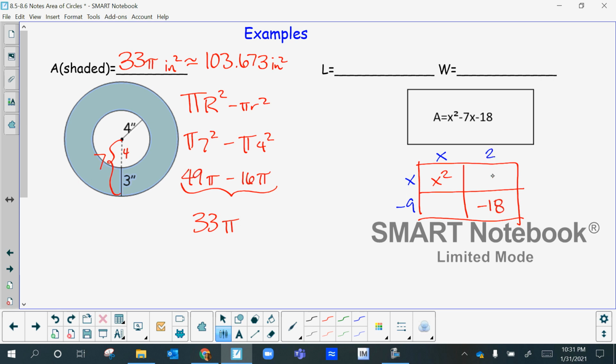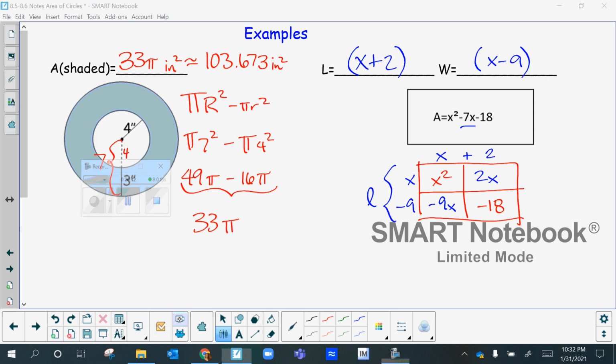And then we have to double check. We might not always be right the first time, but this is a 2x. This is a negative 9x. And you want to make sure these two blue numbers add up to equal that middle term. And it works out perfect. So I had a good guess the first time around. Negative 9 plus 2 is that negative 7. So guess what, guys? This is your length, and over here is your width. They can be switched too. It doesn't matter what you put where. So this can be x plus 2, and this is x minus 9. And that is it for area of circles.